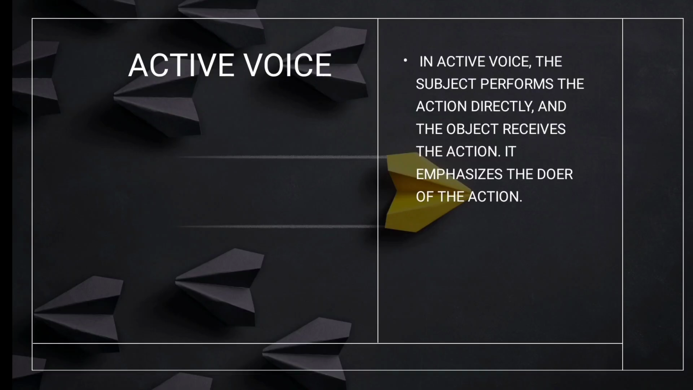So now let us clearly understand active voice. In active voice, the subject performs the action directly, and the object receives the action. Subject performs the action, object receives the action. So in active voice, we emphasize the doer of the action. The doer of the action is the subject. So in active voice, we mainly focus on the subject. Let us see an example so that you can understand.